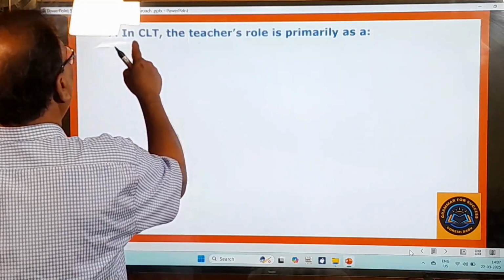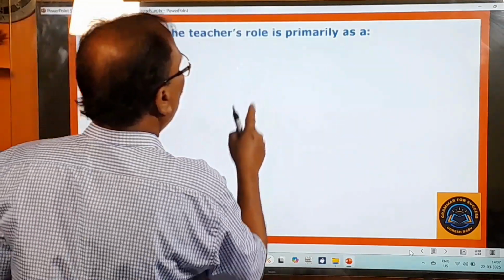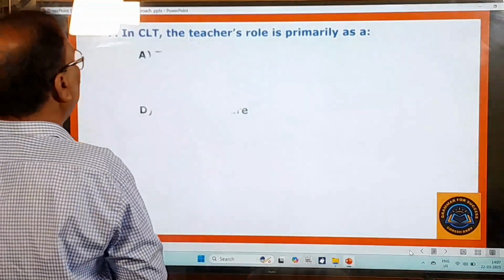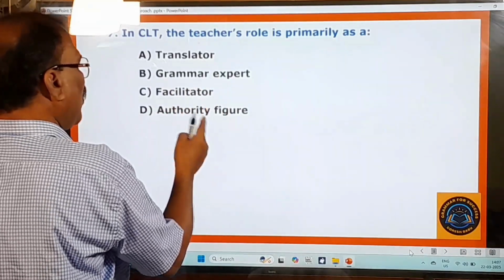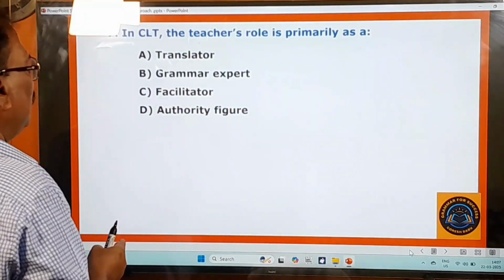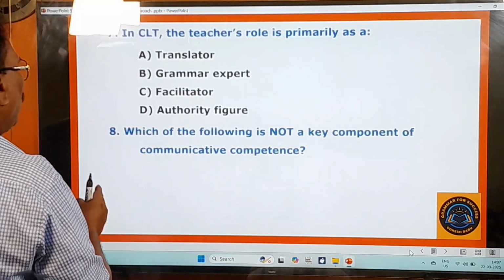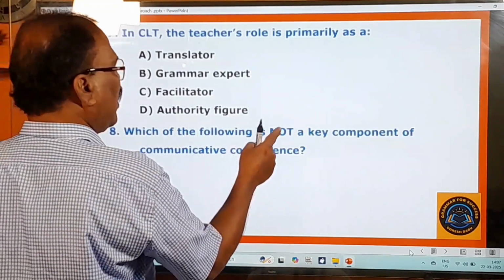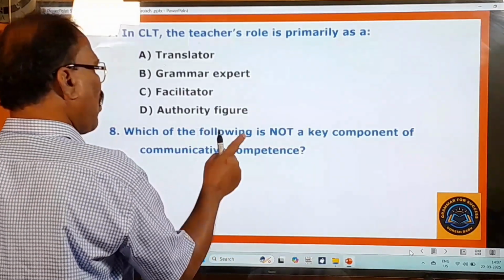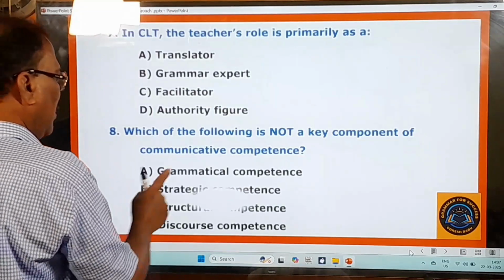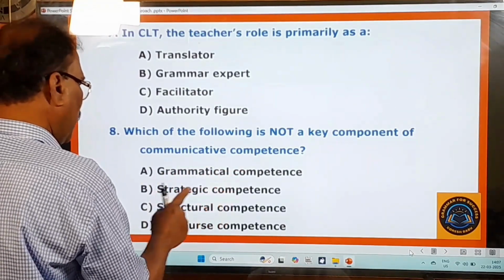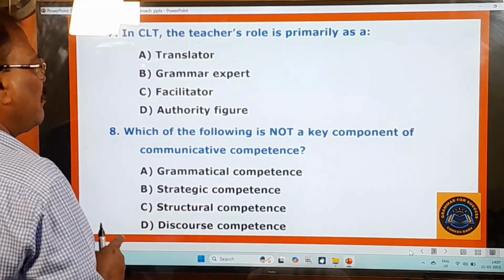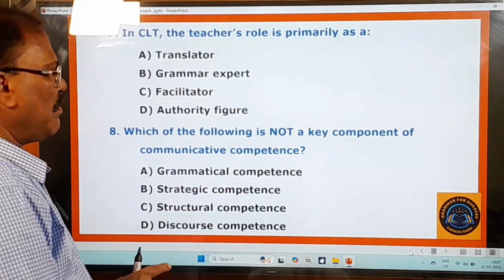Seventh one. In CLT, the teacher's role is primarily as a translator, grammar expert, facilitator, authority figure. Go to the eighth question. Which of the following is not a key component of communicative competence? Grammatical competence, strategic competence, structural competence, discourse competence. You move on to the other questions.